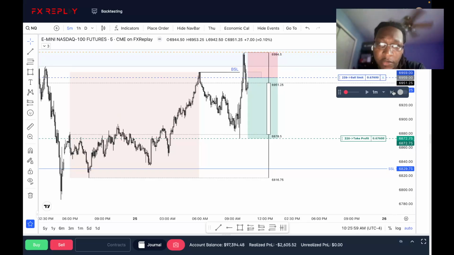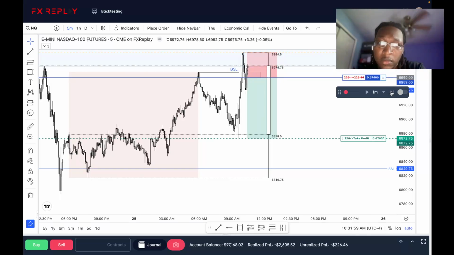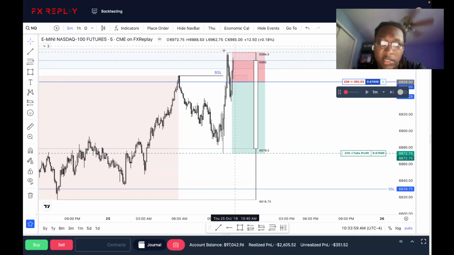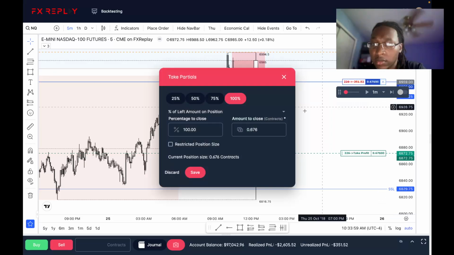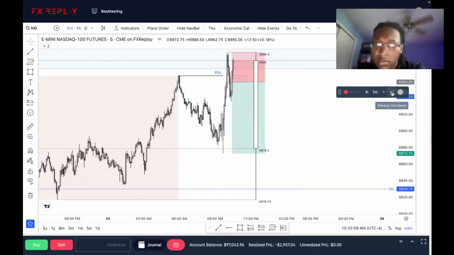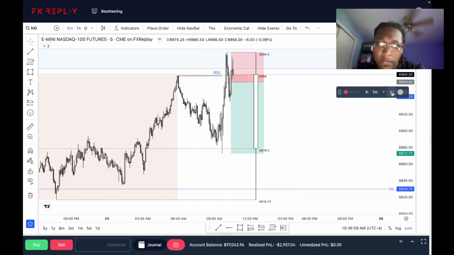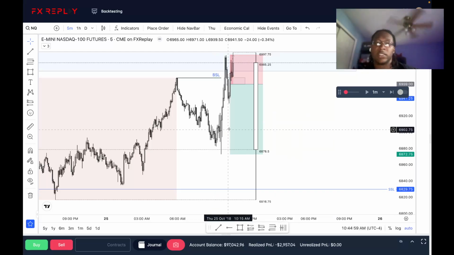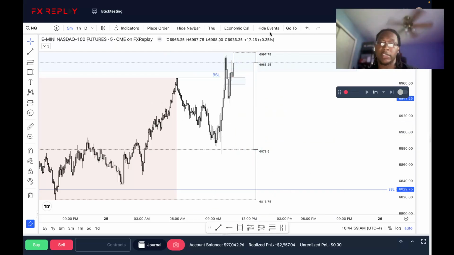5 minute fair value gap gets created right there at that open. Let's see if we get a little rally up into it. Here we go. Yeah, price looks like it's going to stop us out, so I'll close out here. There we go. We get stopped out. Cool. No worries. Next trade.